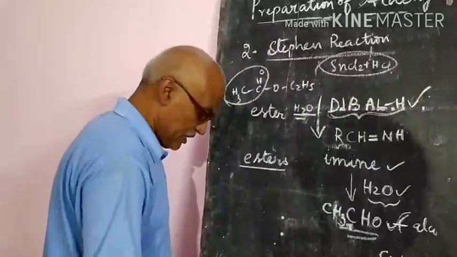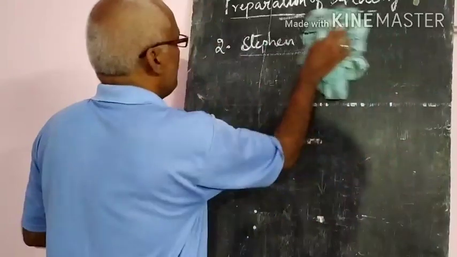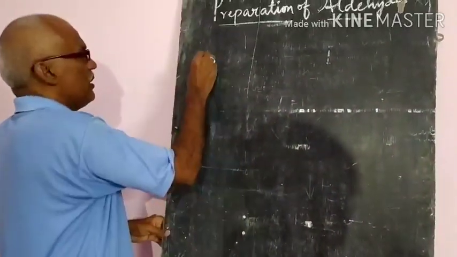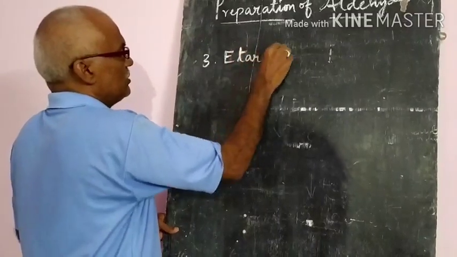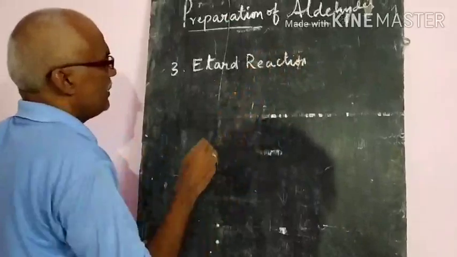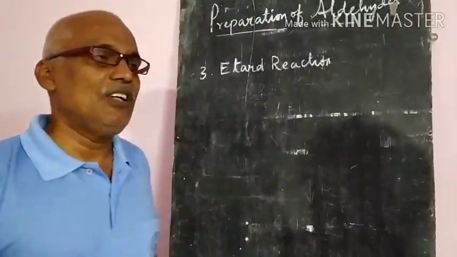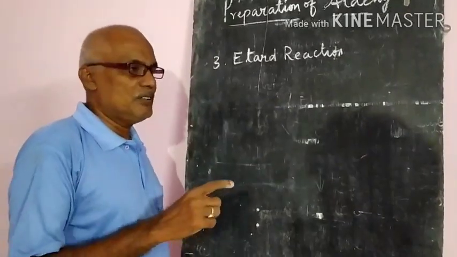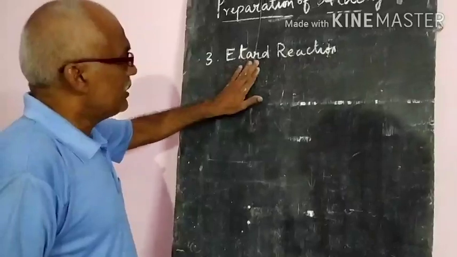So the next reaction is the Etard reaction. Remember the names, because these are the most important. This is also another name reaction. That means first we learned the Rosenmund reaction, second we learned the Stephen reaction, and now we are going to learn about the Etard reaction.